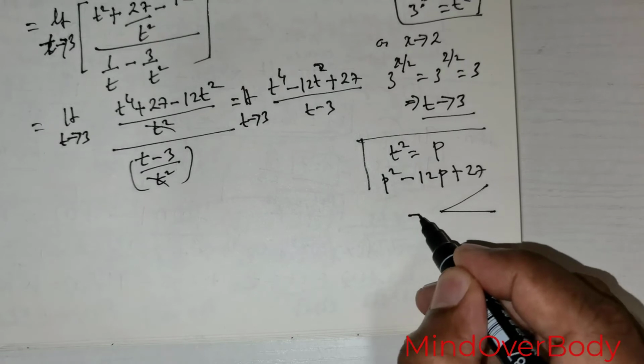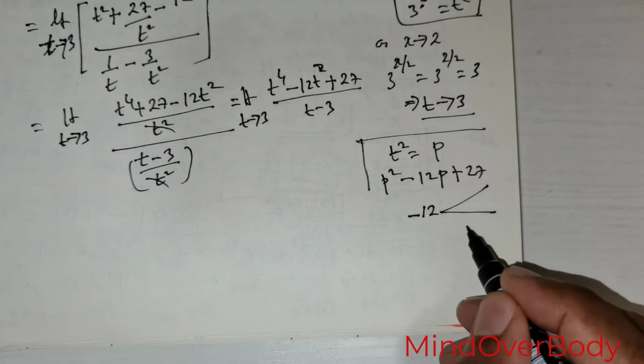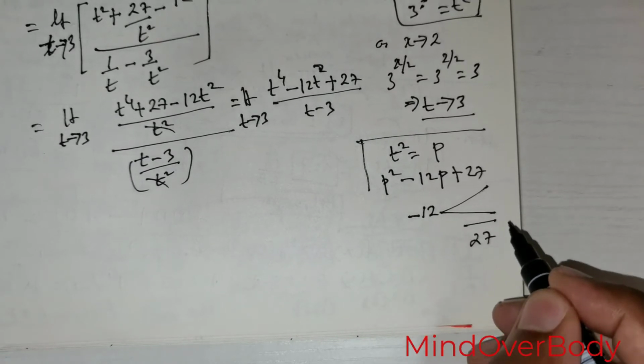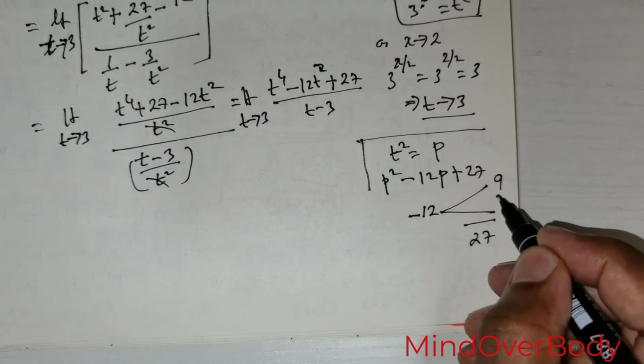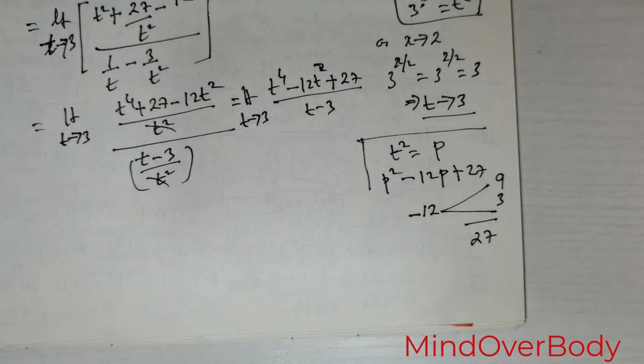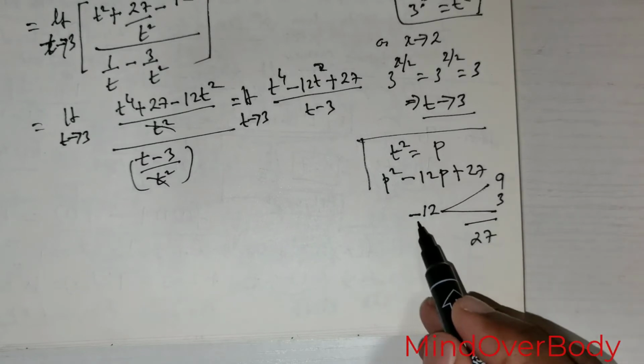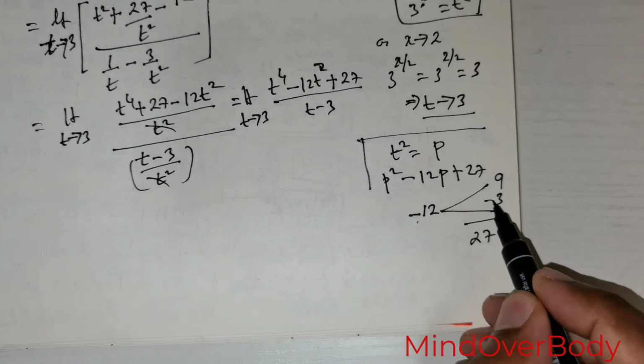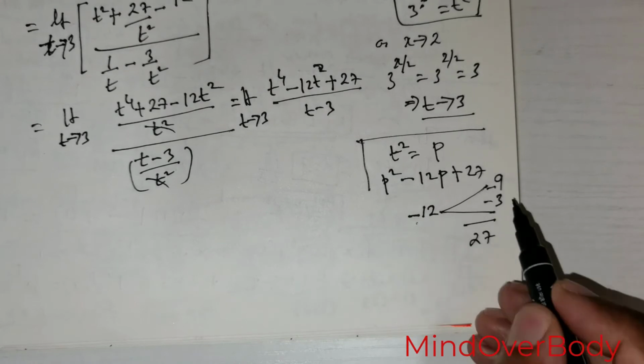So let me write that down. It has to be negative 12 and I need to get a 27. So if I were to place here 9 and 3, 9 times 3 is 27. Now if I add 9 and 3 I get 12, but I need to get a negative sign. So if I can place it like this.